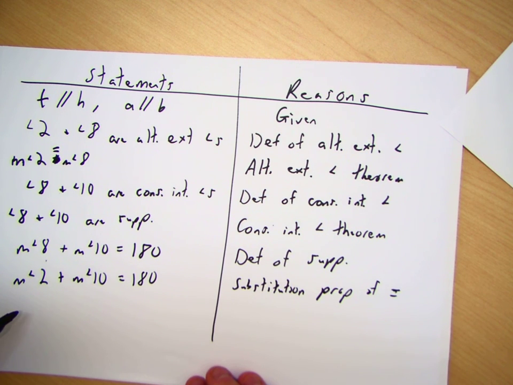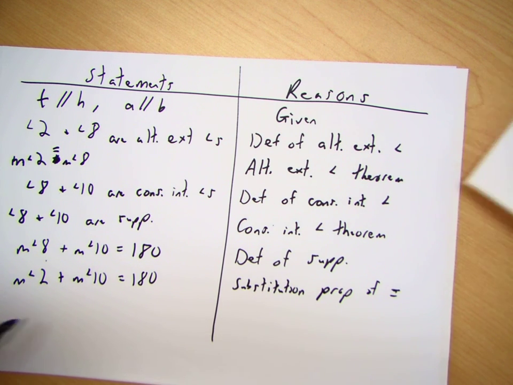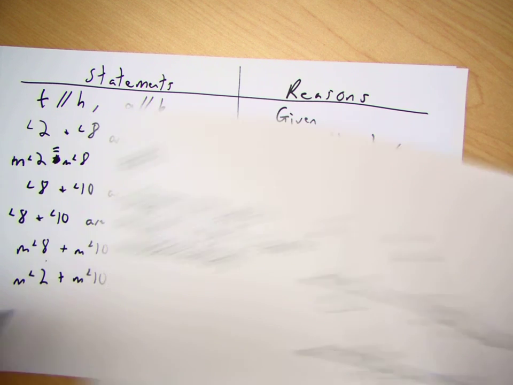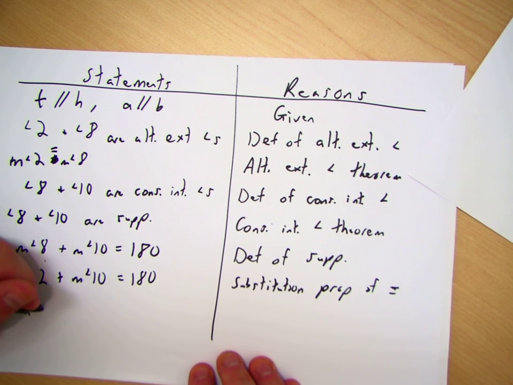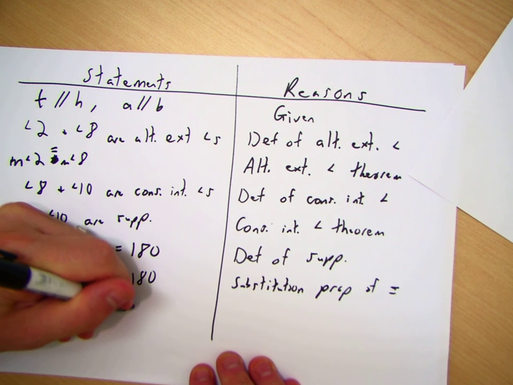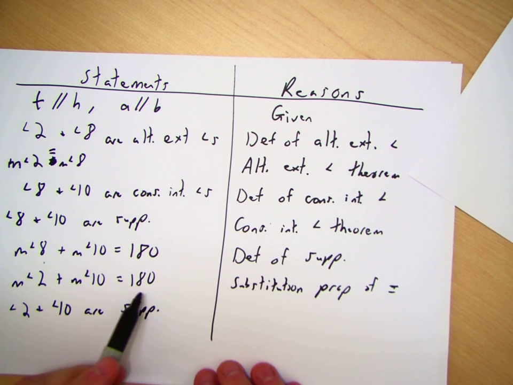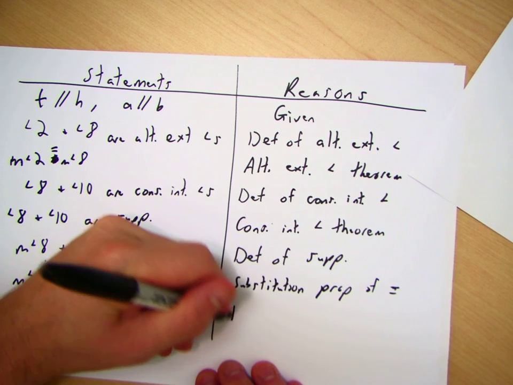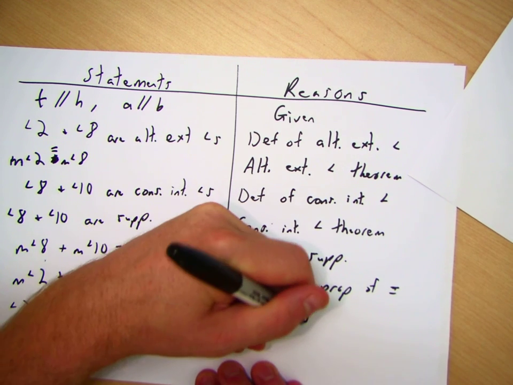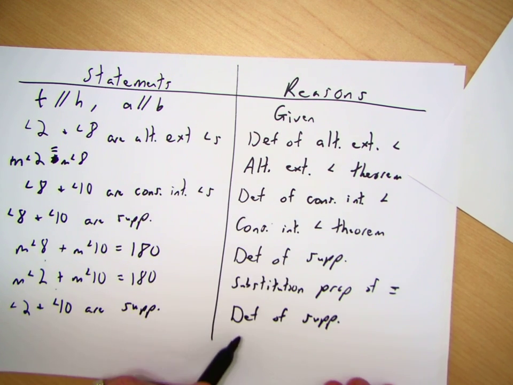And the last thing I'm going to do here is to say that angle 10 and angle 2 are supplementary. Why? Well, if I've shown they add up to 180, that's just a straightforward definition of supplementary, and we're done.